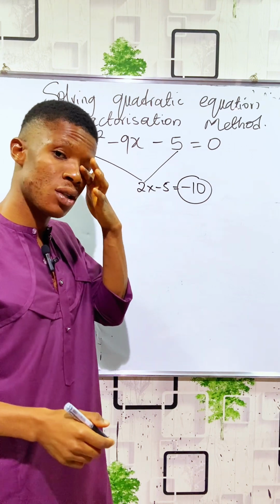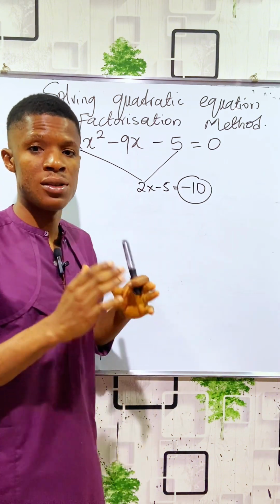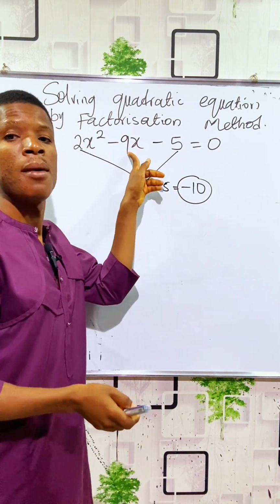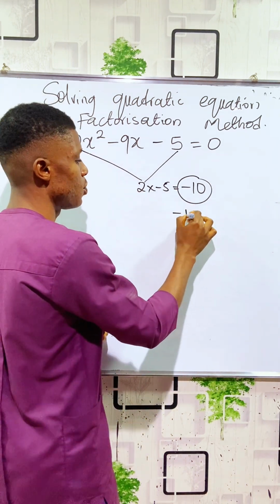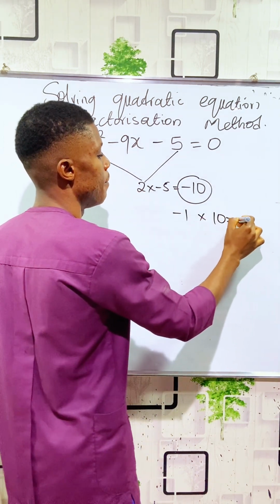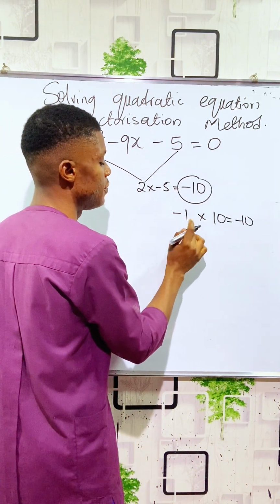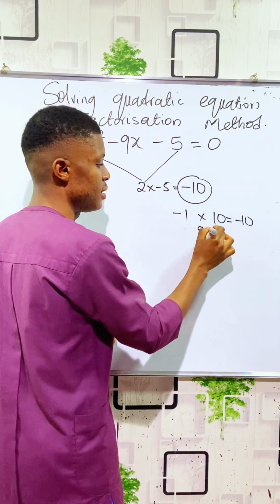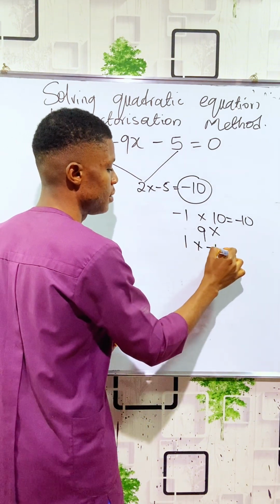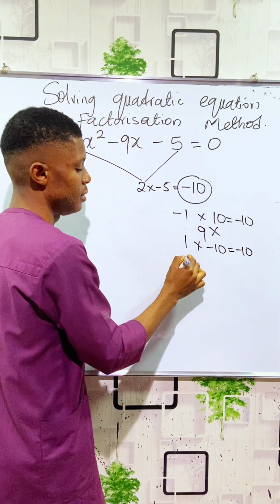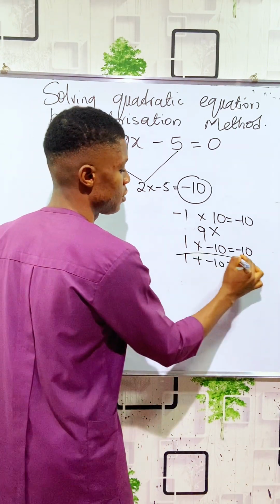Then the next thing to do is to think of two numbers that multiply to give minus 10, but if you add them together, you get the middle term, minus 9. So we are considering the factors of minus 10. This can be minus 1 times 10, which gives minus 10, and minus 1 plus 10 gives 9. This is not what we want because here we have minus 9. But if you try 1 times minus 10, it gives minus 10, and 1 plus minus 10 gives minus 9. So this is the perfect factor pair we are going to use.